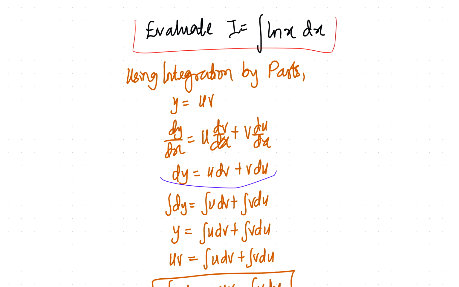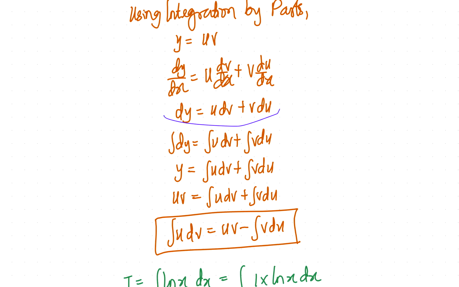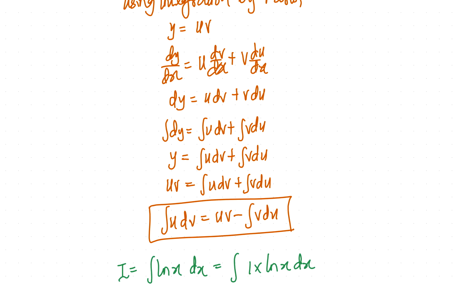And then if you take the integral of both sides, you have the integral of dy equals the integral of u dv plus the integral of v du. And of course, again, the integral of d of anything is that thing, right? The integral of du is actually u plus a constant c. So the integral of dy is y. Then, of course, you have the integral of u dv plus the integral of v du.